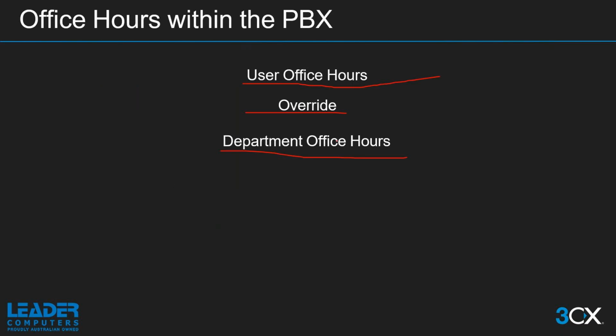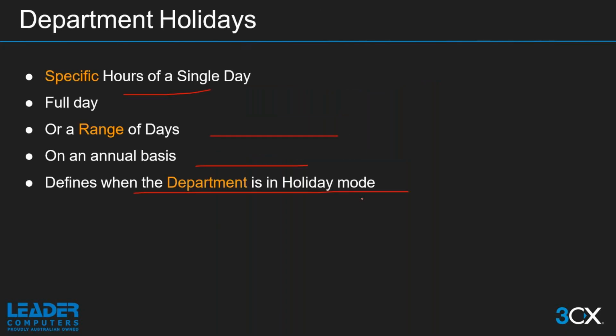And office hours within the PBX: the user office hours override the department office hours. So let's say we have an office or department created for Melbourne, but a particular user starts late and finishes late, or starts early and finishes early, and they have a particular office hour set on the user level. That basically overrides whatever is on the department office hours. So you can have different office hours for all the users in the department, but if a particular user wants to follow a different schedule, you can set that on the user level. That overrides whatever is set on the department.